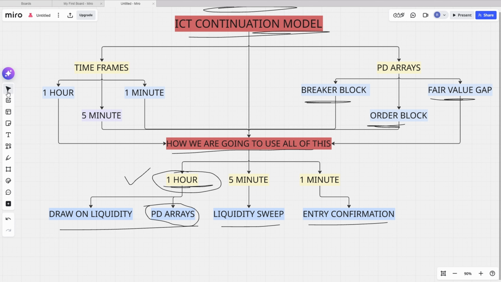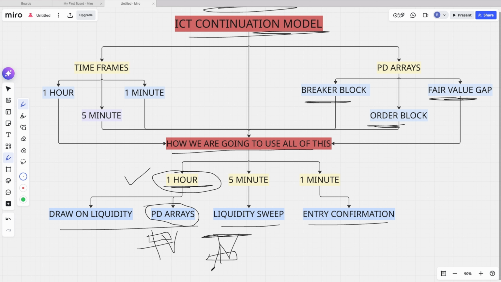These points of interest are typically unfilled fair value gaps located in either premium or discount, depending on the direction of the draw on liquidity. If the draw on liquidity is bearish, the model focuses on unfilled fair value gaps located in premium. If the draw on liquidity is bullish, the model focuses on unfilled fair value gaps located in discount.